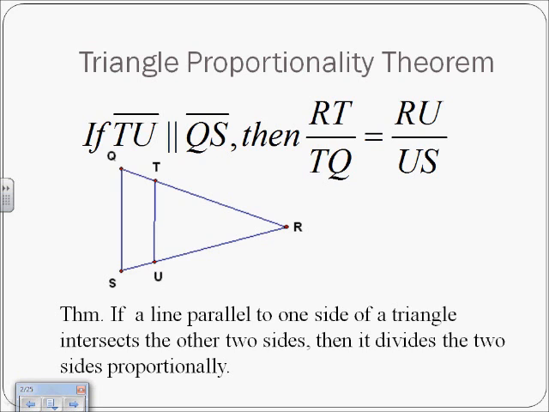In general, the theorem states if a line parallel to one side of a triangle intersects the other two sides, then it divides the two sides proportionally. And that's what we have here overall. We have TU being parallel to the base, which is QS, and therefore it divides it into a proportion.